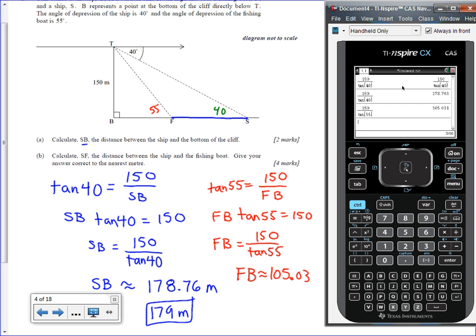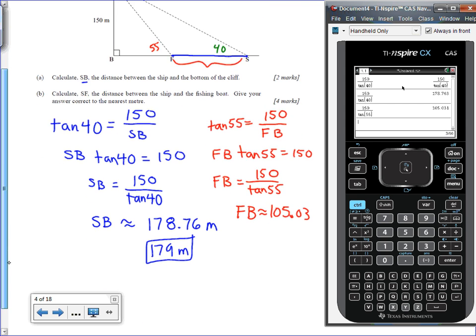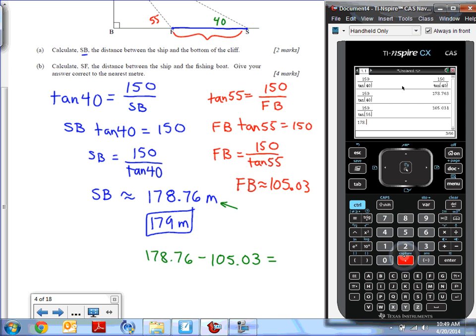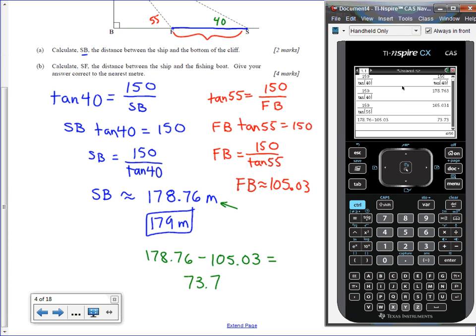0.03. That's also meters, and then to get the distance from S to F, I'm going to subtract my answer from part A, which was, I'm going to use the more precise one, so that I can be sure I'm being as accurate as possible. Subtract these two, we've got 178.76 minus 105.03. And the distance is 73.7 meters if we round it to three significant figures.